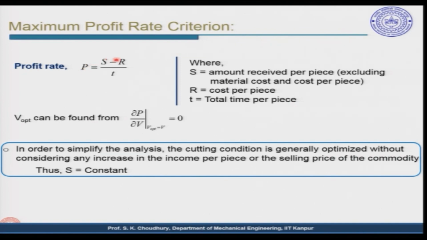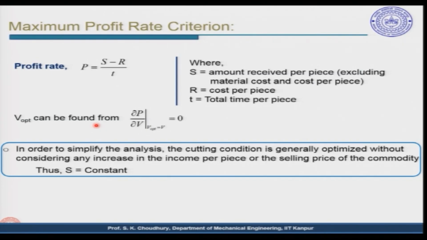Then the R we have found out, this is the cost per piece. We found out the total time per piece, and let us say S is constant for simplicity, meaning that the selling price is not fluctuating. For constant S, knowing the R which we derived earlier and the T which we also derived earlier, we take the first derivative of this equation and equalize it to 0, and we will get the value of V optimum. Again, with this value of V optimum we cannot satisfy the other two criteria, but it will be unique for this criterion, that is, for maximum profit rate.